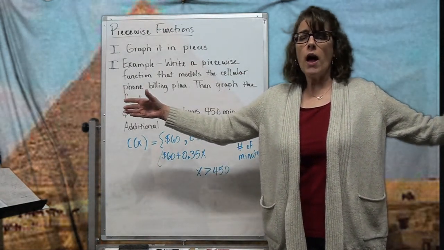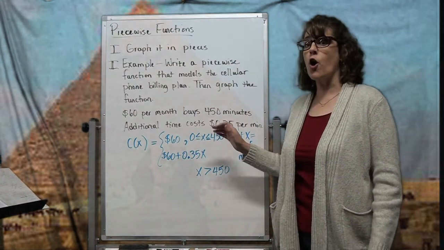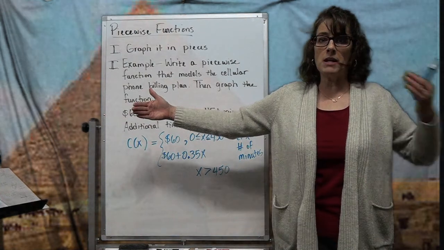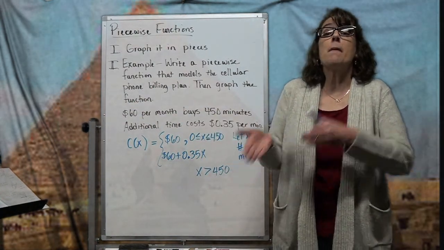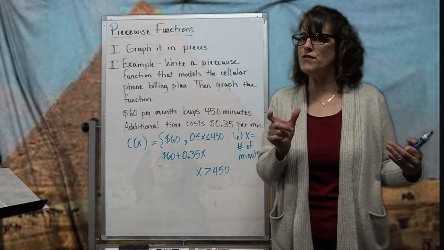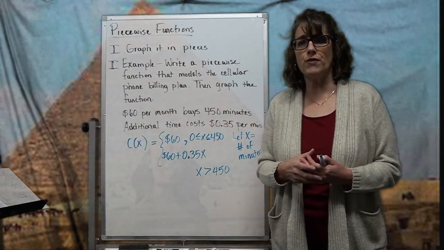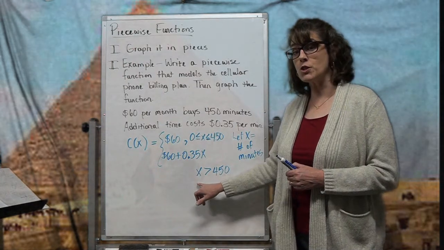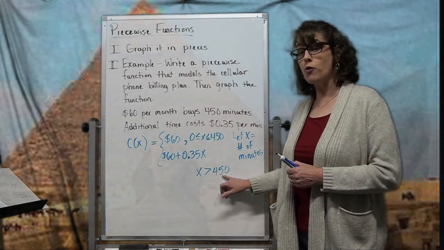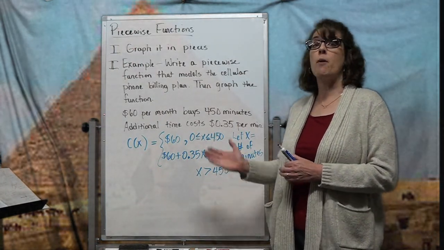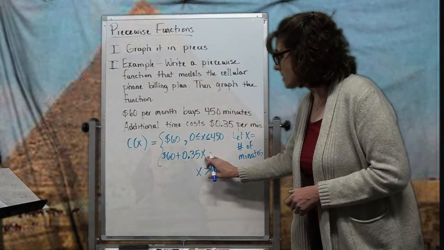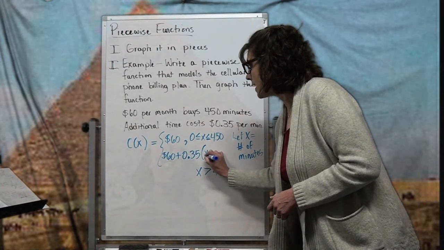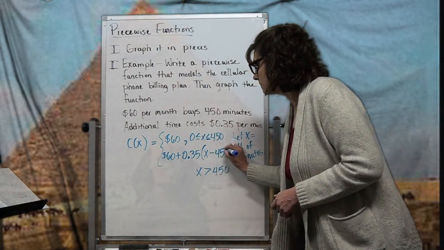No, not at all. I'm only being charged 35 cents for all the minutes beyond 450. Not all 500 minutes, just those 50 minutes beyond 450. Just those 50 minutes. So how did I get those 50 minutes? Exactly. I took the number of minutes, which is x, and subtracted 450 from that. That will tell me how much I've gone over. So instead of 35 cents times x, it's going to be 35 cents times (x minus 450).